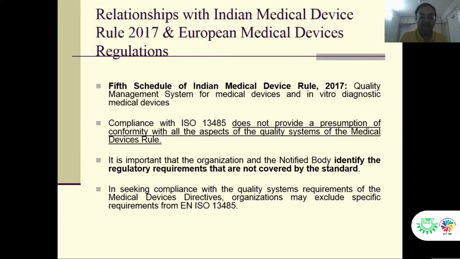So whenever we are preparing or drafting the quality manual, we have to see which clauses we can exclude from our system, and we have to give the proper justification and rationale when we are preparing the quality manual as per the requirement of 13485.